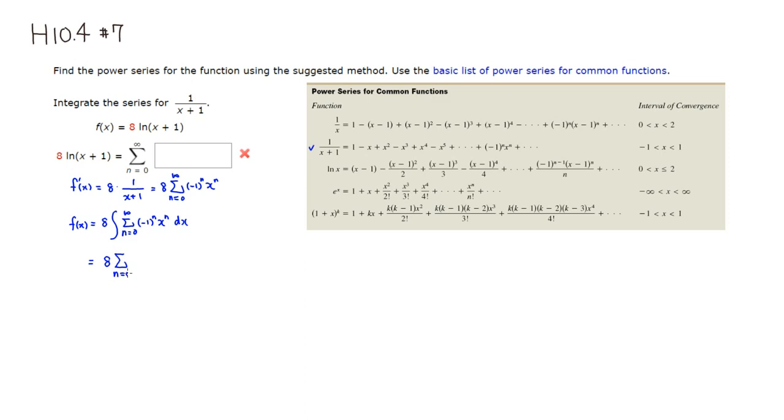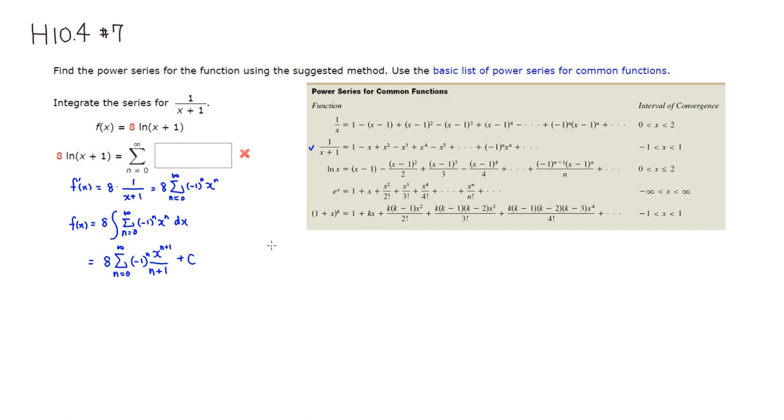N goes from 0 to infinity. Negative 1 to the n is just a constant, so we just kick that out as a constant multiple. Then we have x to the n, so add 1 to the power, just doing the power rule, and divide by the new power, n plus 1. And then you have plus some constant c.